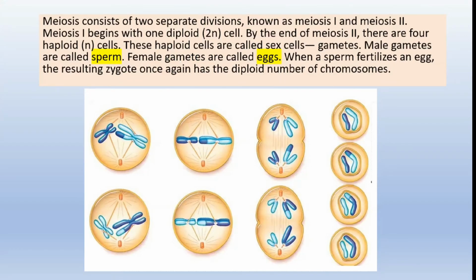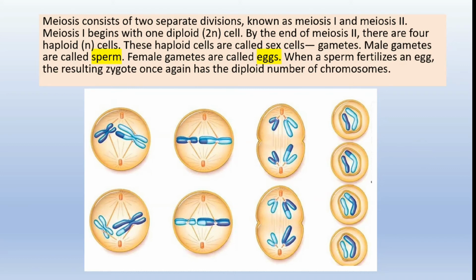Meiosis consists of two separate divisions, or we can say that it has two phases, known as meiosis 1 and meiosis 2. Meiosis 1 begins with one diploid 2n cell. By the end of meiosis, there are 4 haploid cells. These haploid cells are called sex cells or gametes. Male gametes are called sperm. Female gametes are called eggs.